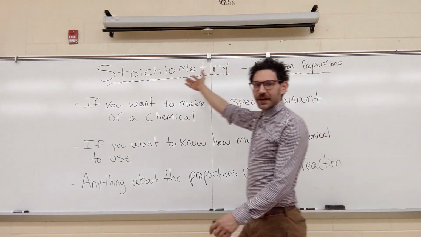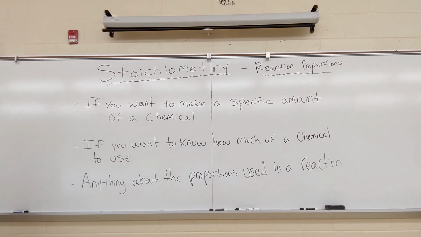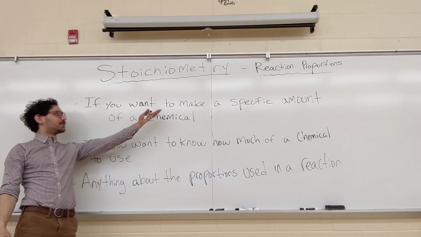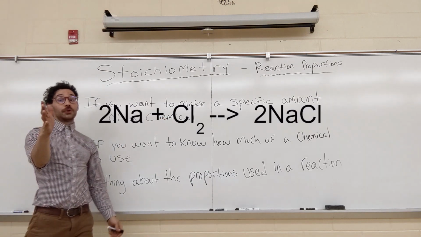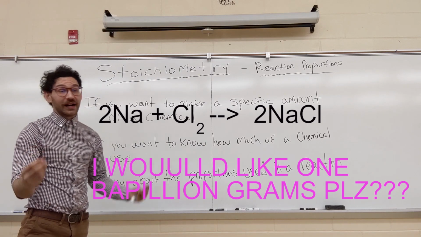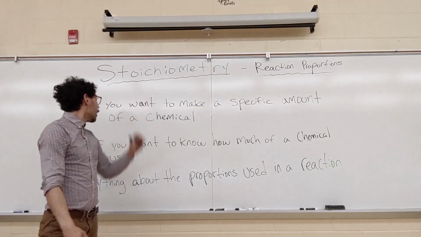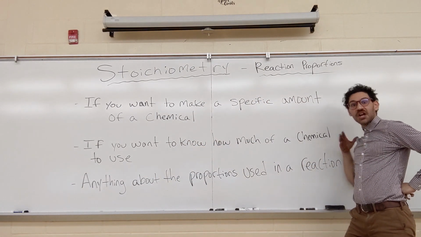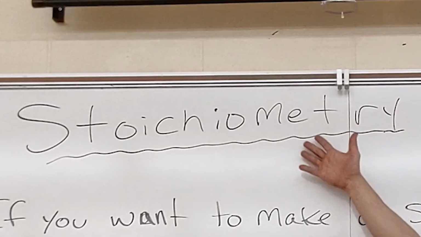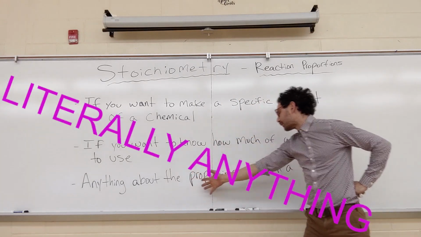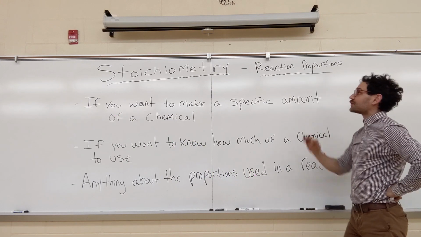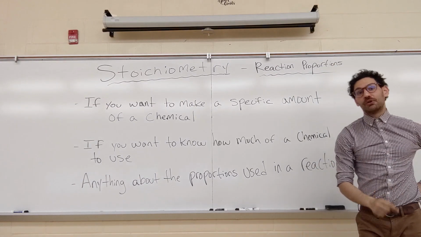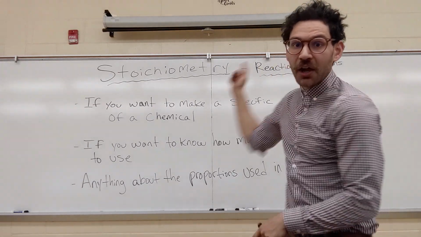So as you can see, stoichiometry has a few different purposes. I've written them down. They're kind of similar though. We could use stoichiometry if you want to make a specific amount of a chemical. Let's say we know a chemical reaction and we want to make a specific amount of one of those products. We're going to use stoichiometry. Or if you want to know how much of a chemical to use in a chemical reaction, we can figure that out using stoichiometry. Or if you really want to know anything about the proportions used in a reaction, we're going to use stoichiometry, which tells us about the reaction proportions, the proportions of chemicals we use in a reaction.